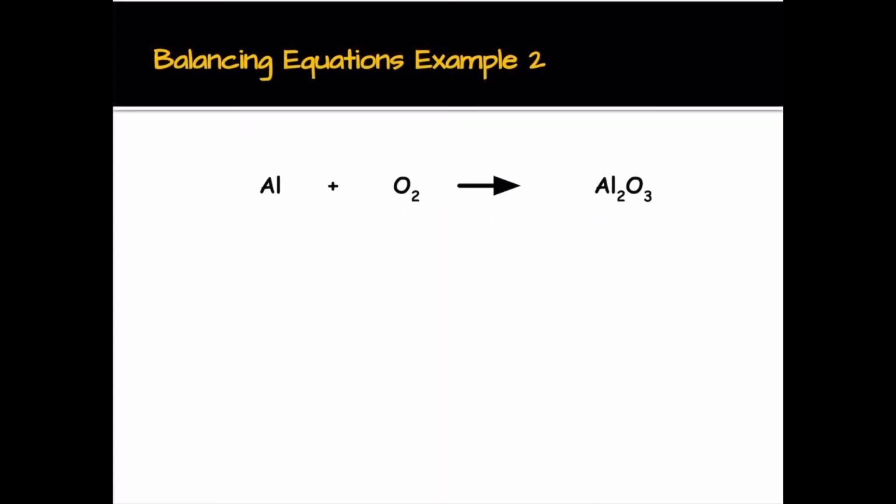In example 2, we only have 2 elements in this synthesis reaction. Let's try this without a table. Remember to use only coefficients to balance. The subscripts will not change. Notice the 2 and the 3 on the oxygen. We will need a common multiple here. Let's start balancing oxygen first this time. The common multiple between 2 and 3 is 6.